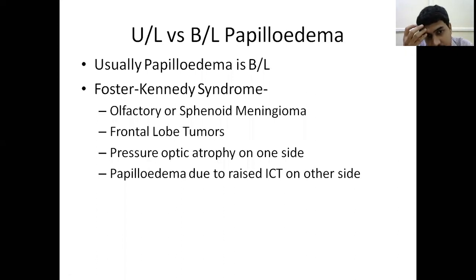What happens is it causes pressure on the optic nerve. Due to that pressure, there is an optic atrophy on one side. So due to that tumor, there is an optic atrophy in one eye. And as the intracranial tension is raised, there is papilledema. But when there is an optic atrophy, papilledema doesn't manifest.